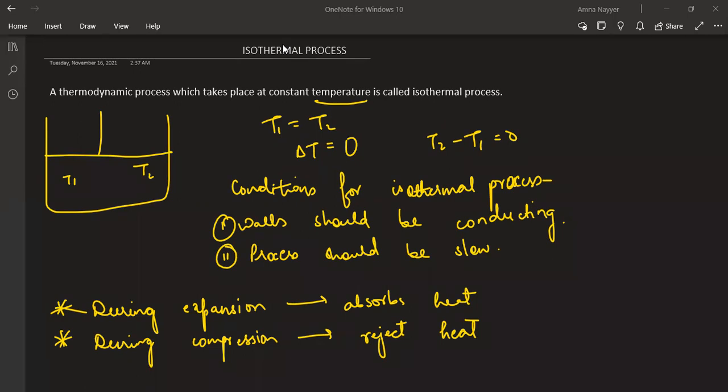It should be slow because the temperature will have variations otherwise. For the temperature to remain the same, if the process is slow and the wall is conducting, then whatever molecules are at one end will travel to the other end. So if the process is very fast, then the temperature will also change. And for isothermal, we need constant temperature. That's why.